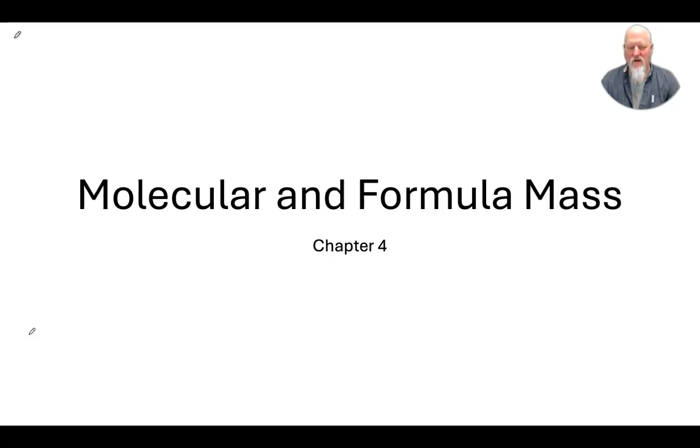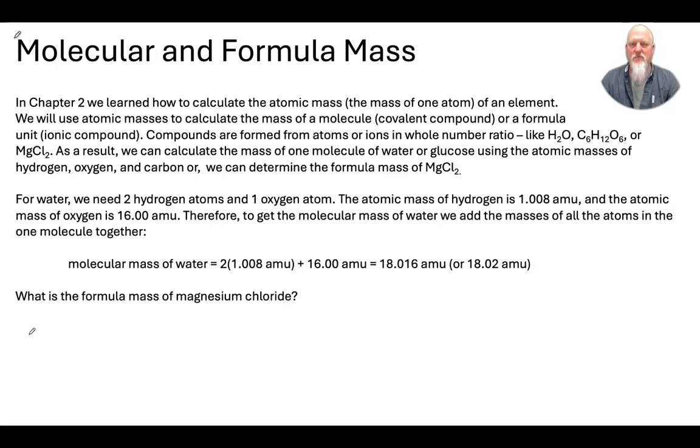So molecular mass and formula mass are going to be the mass of molecules, or the mass of compounds. Molecular mass is the mass of covalently bonded compounds, and formula mass is the mass of a formula unit of an ionic compound. Remember, ionic compounds are these big crystals, and we use the lowest possible ratio of ions as the formula, and we call that lowest possible ratio of ions a formula unit. So formula mass is the mass of a formula unit.